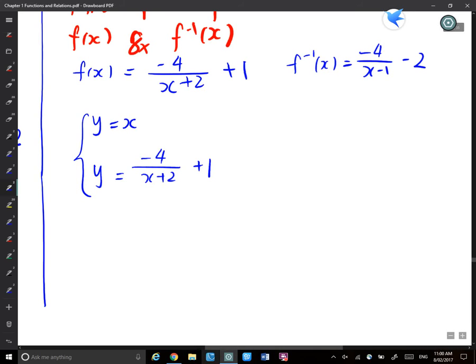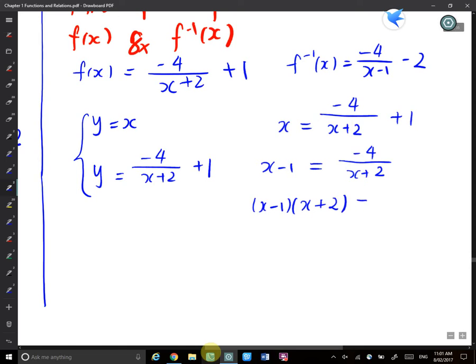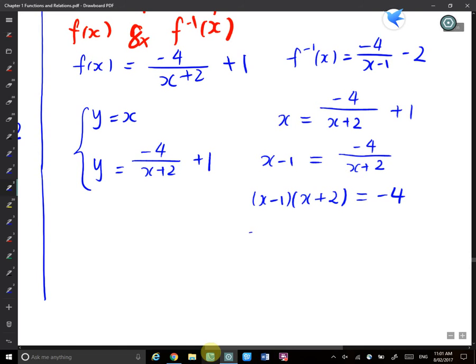And now I will have x equals that, and I can move the 1 to the other side and get rid of the denominator, equals -4. And I have x squared minus x plus 2x, which is x squared plus x minus 2, plus 4. We have a minus 2 and a plus 4 moving from that side. We have x squared plus x plus 2 equals 0.